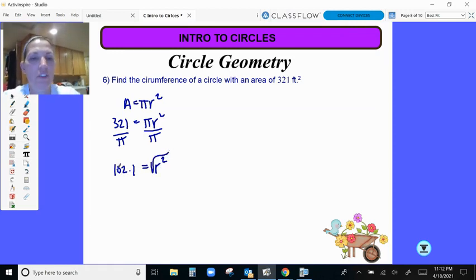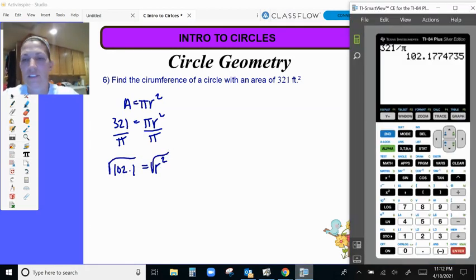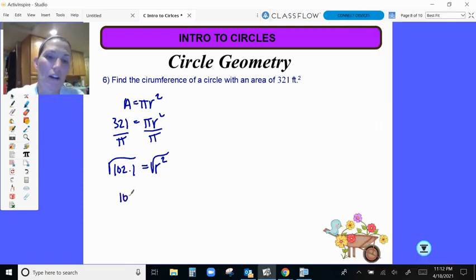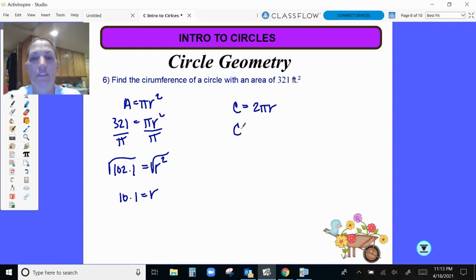And now in order to find the radius, I will square root both sides. So the square root of my answer here gives me about 10.1. So my radius is equal to about 10.1. So now I can find the circumference. The circumference is equal to 2 pi r. And 10.1. So circumference is equal to 20.2 pi. Okay?